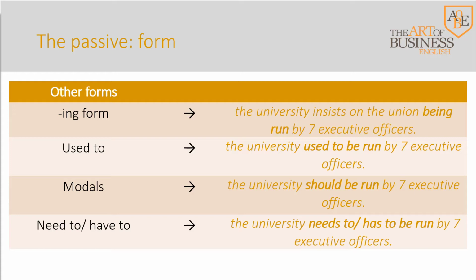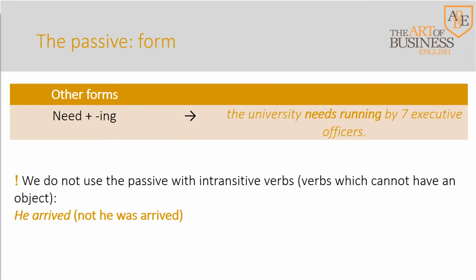And finally, need to or have to. These are also very common in the passive because we really want to put emphasis on the fact that the thing should be finished or completed, or that there's an urgency, but we don't really say who will do the action, but we are more focused on the outcome, the completion of that task. So the university needs to or has to be run by 7 executive officers. Often the by is not included, but I'm just using it here to demonstrate. And another one here is the need plus ing form.